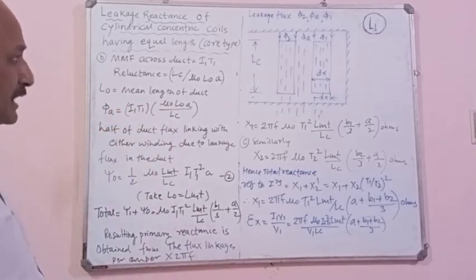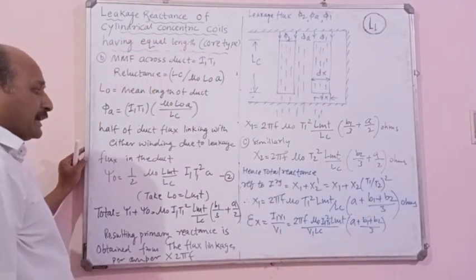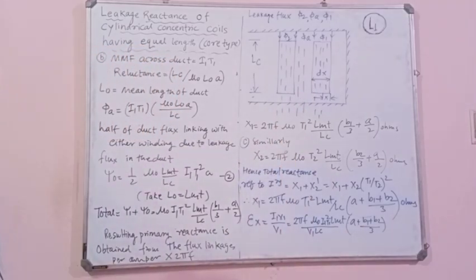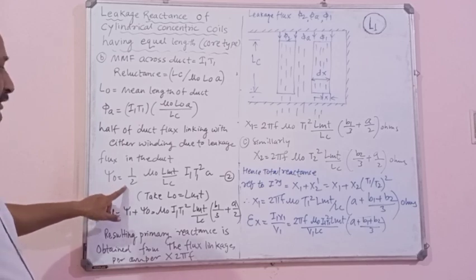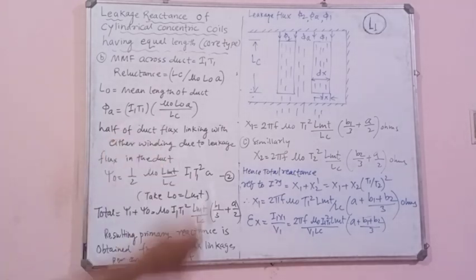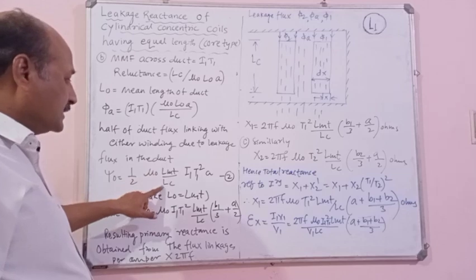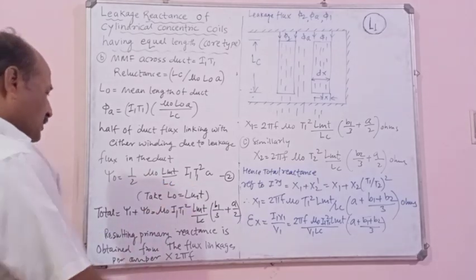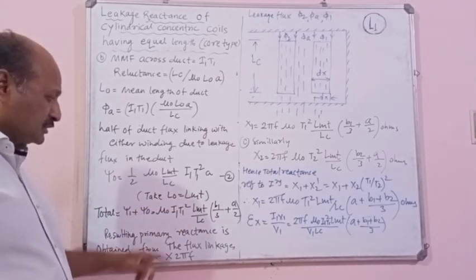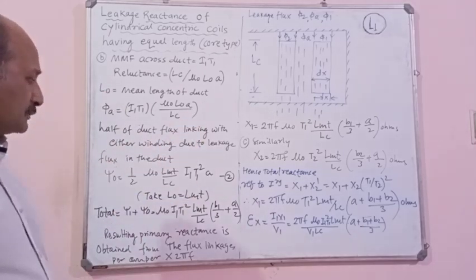So as you know, half of the duct flux links with either side of the winding due to the leakage flux in the duct. So phi 0 is given by half. Why half? Because half of the duct flux links with either winding due to the leakage flux. That's why half mu 0 LMT by LC I1 T1 square into A. So this is equation number 2. So take L0 equals LMT, so whatever is the mean length of the duct equals the mean length of the winding.